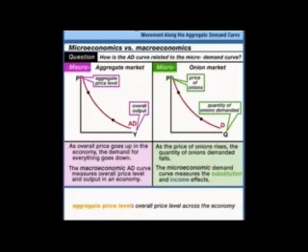Now that we've got the aggregate demand curve drawn, and now that we understand what it means to move along it, we can talk about what shifts the aggregate demand curve. And this takes us one step closer to completing our model of the macroeconomy.